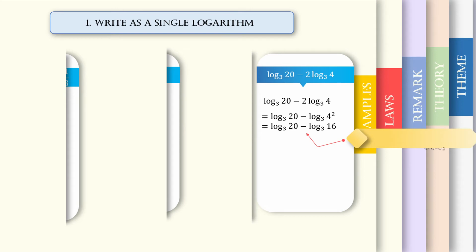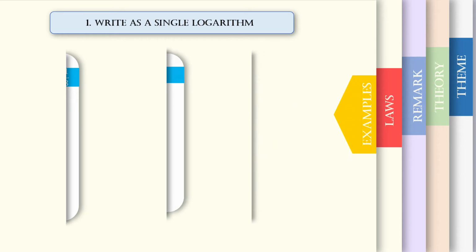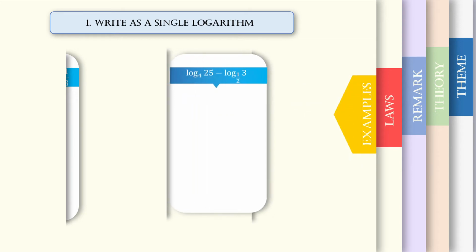Next, by using this property, where we had the difference of two logarithms, but attention, with the same base, we will get just one logarithm and the arguments will be divided. So we get logarithm base 3 of 20 divided by 16, where by simplification we get the final answer: logarithm base 3 of 5 divided by 4. Nice. Next exercise. Logarithm base 4 of 25 minus logarithm base 1/2 of 3.